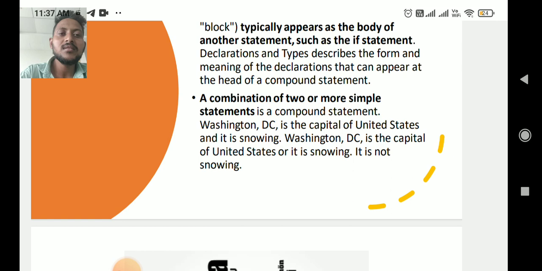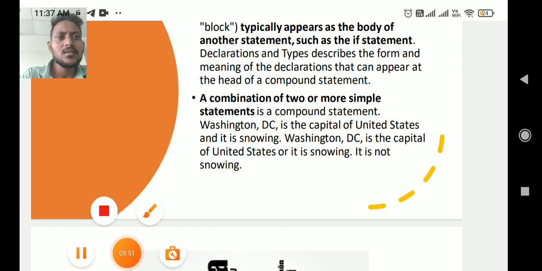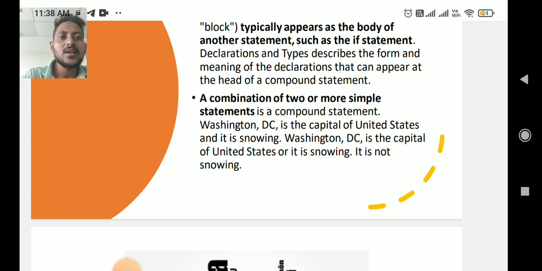Washington D.C. is the capital of the United States. A combination of two or more statements is a compound statement. Washington D.C. is the capital of the United States, and it is snowing. Washington D.C. is the capital of the United States, or it is snowing. It is not snowing.